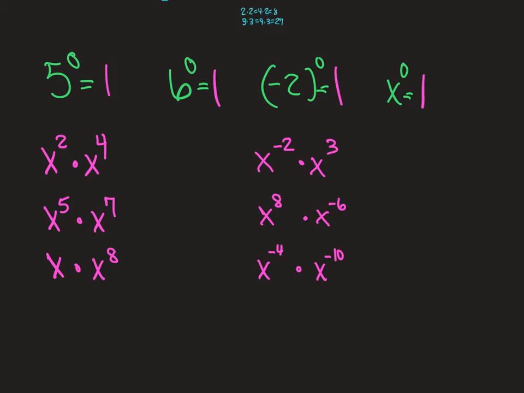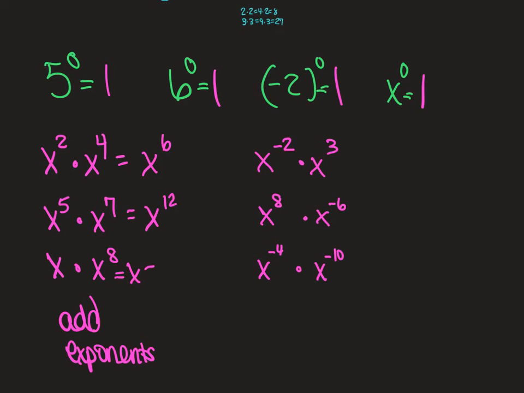All right, so yesterday's lesson, we learned that when you're multiplying and you have the same base, the trick was you get to add the exponents. Add the exponents. Well, that's not going to change today. It's just that some of these numbers might be negative. But guess what? The rule is still the same. We're adding the exponents. So 2 plus 4 is 6. 5 plus 7 is 12. 1 plus 8 is 9. Okay, easy peasy, they were all positives.